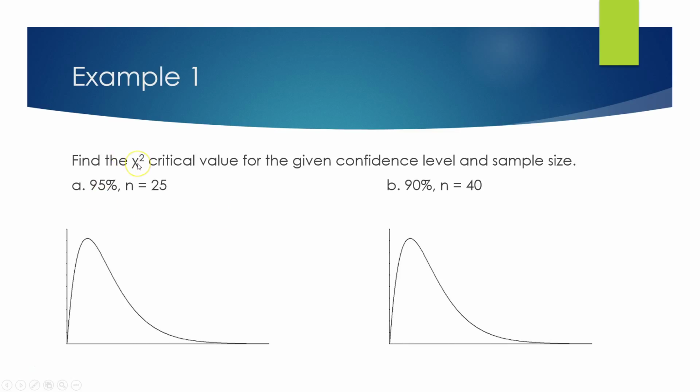So example 1, find the chi-square critical value for the given confidence level and sample size. So A, we have a 95% confidence level and a sample size of 25. B, we have a confidence level of 90% and a sample size of 40. And even though these distributions will look very different with these different sample sizes, just for the sake of simplicity, we are going to be drawing this picture every time.